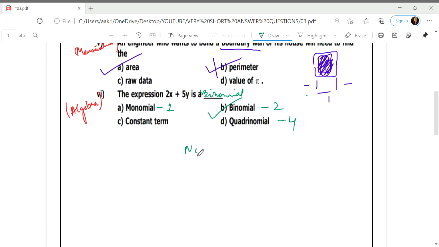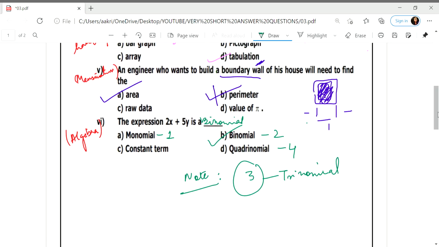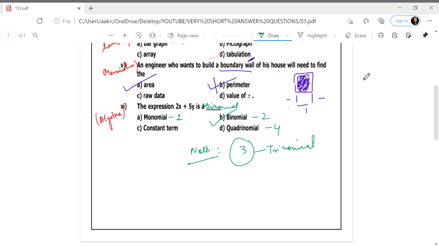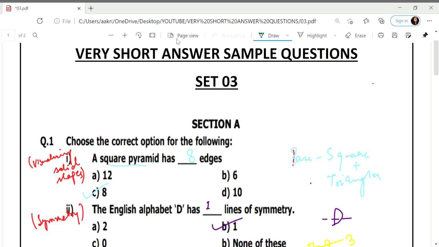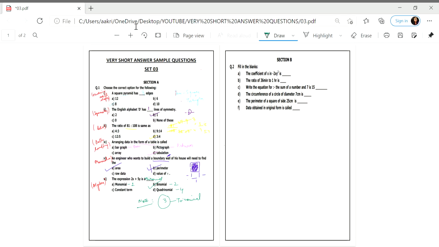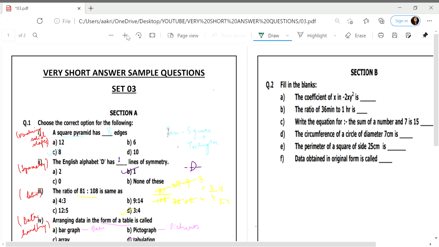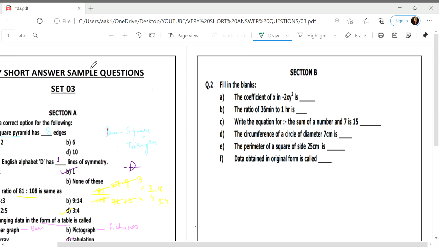I would like to add here for all of you, if we have three terms, it is called a trinomial. We call it that when it consists of three terms. If this were 2x plus 5y plus 3z, with z coming in, we would have said it is a trinomial. Alright, I hope we are clear with the first question. If you want, you can take a screenshot of this page, and let us move further to the next type of questions.